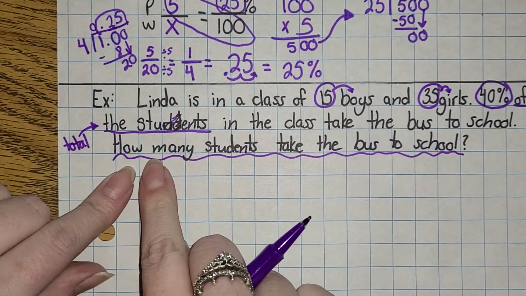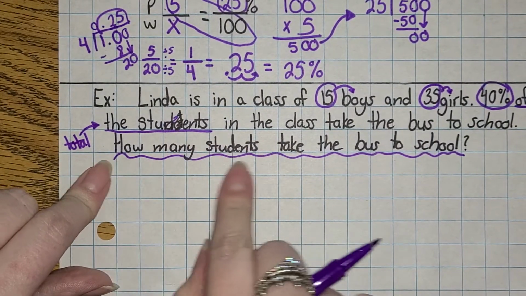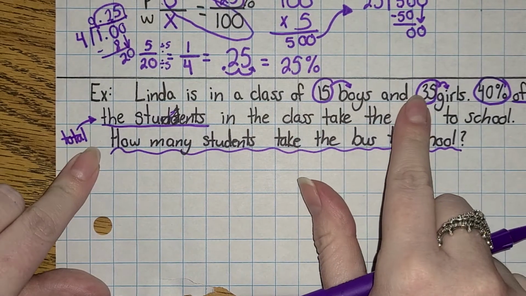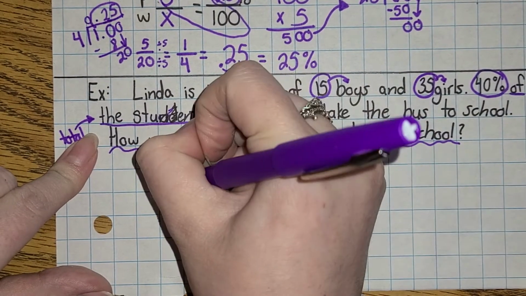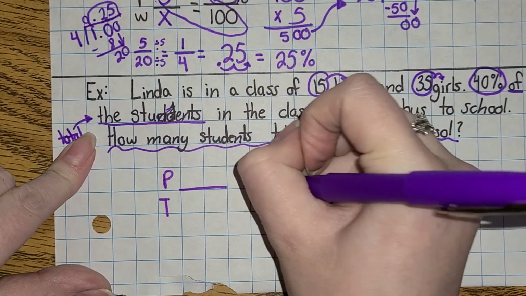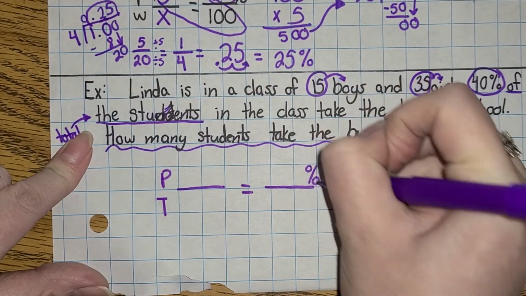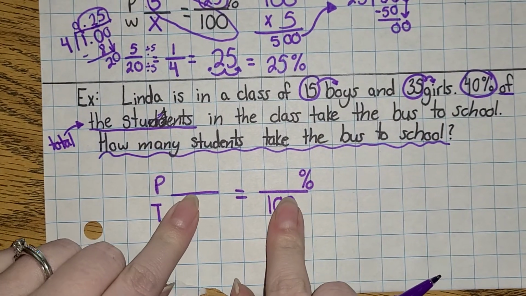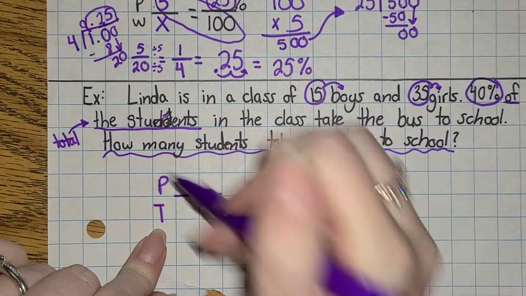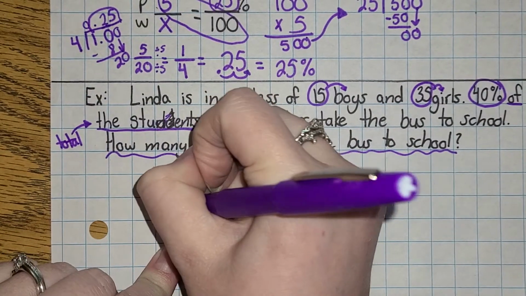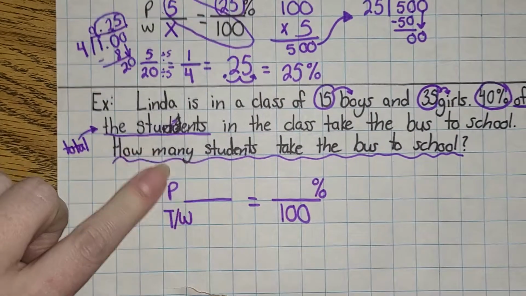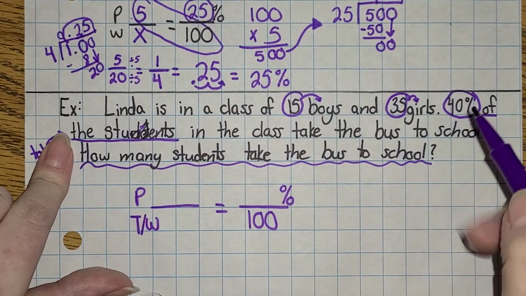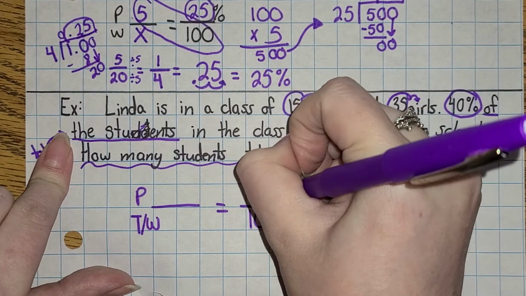Okay. My question is asking for how many students take it to school. So let's see. 15 boys, 35 girls. I need to know how many total students that is. Let me go ahead and set up my proportion like you should do every time. Draw your lines, fill in your 100. I guess I was thinking total or whole. Okay. So 40%, I see that, I know where to plug it in.